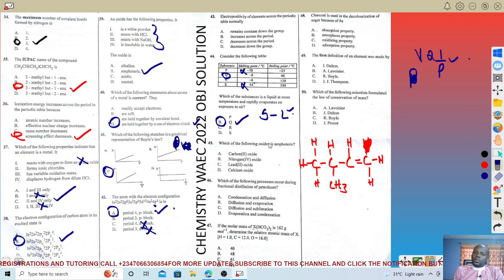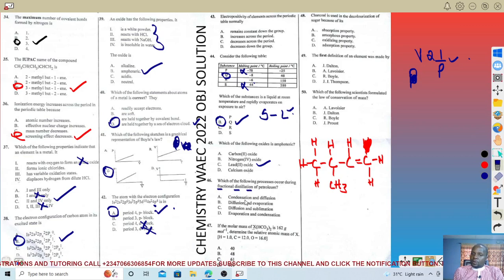Please note that. Which of the following oxides is amphoteric? Lead oxide, aluminium oxide, beryllium oxide, zinc oxide, and whatever other oxide you can think of. Next one, which of the following processes occur during fractional distillation? This is a bonus mark.